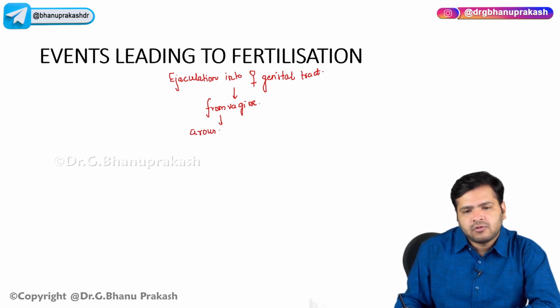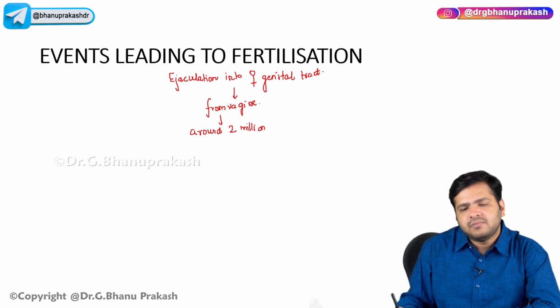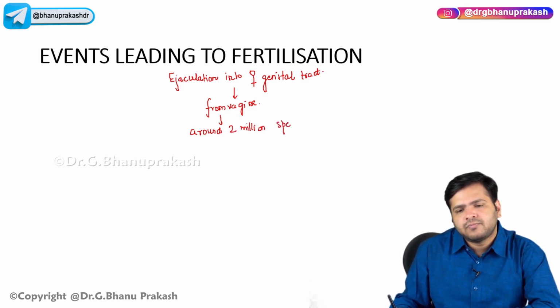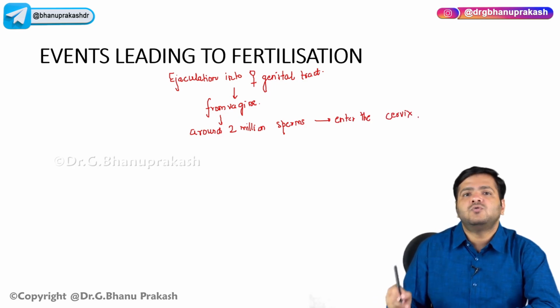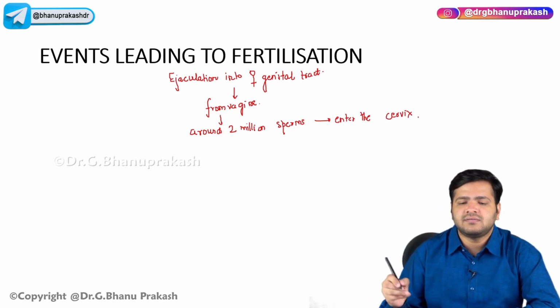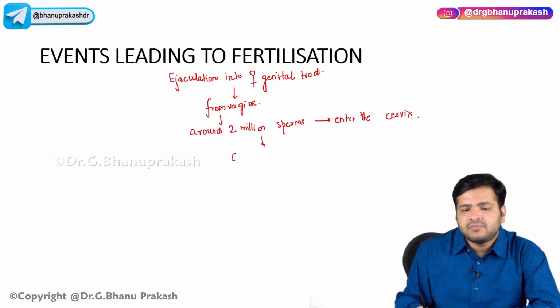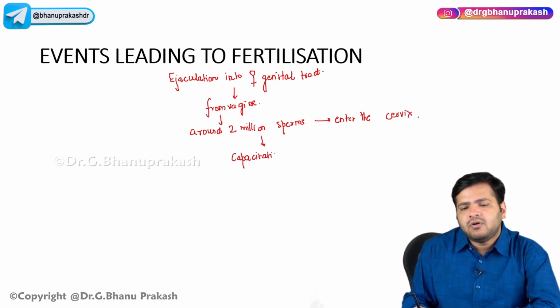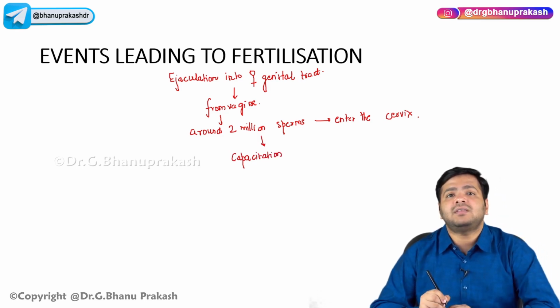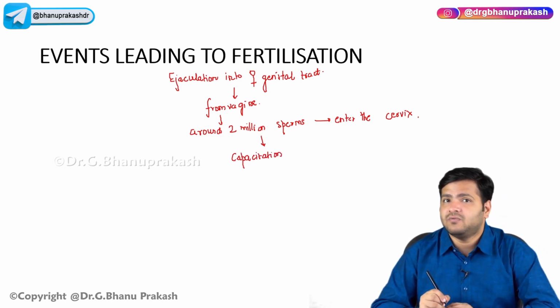Around 2 million sperms enter the cervix. Now, what will the sperms undergo? Capacitation will occur, right? You already know capacitation means the ability of the sperms to fertilize the ova.